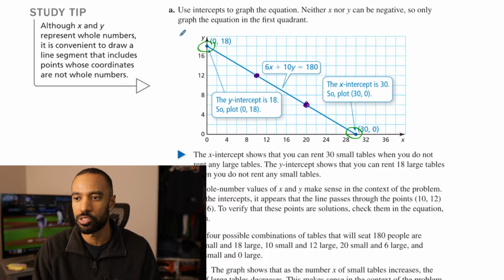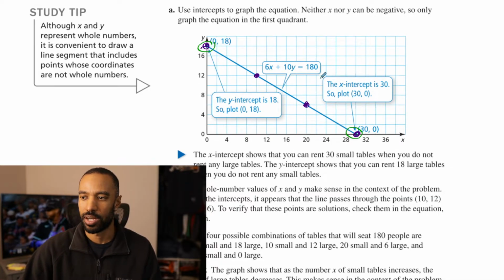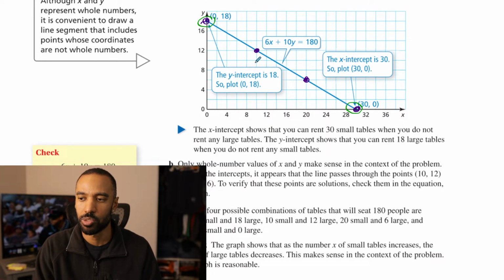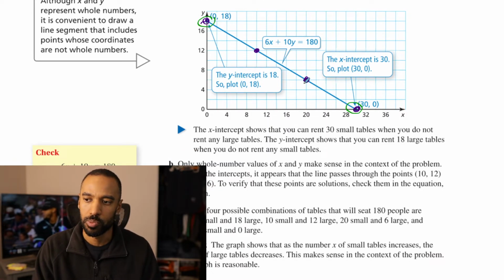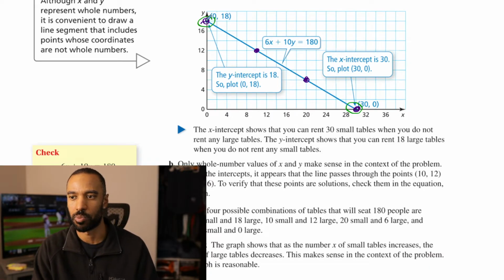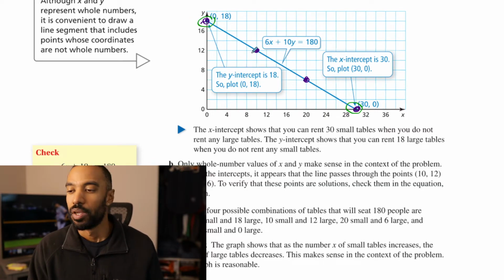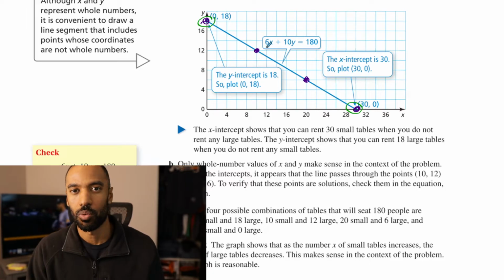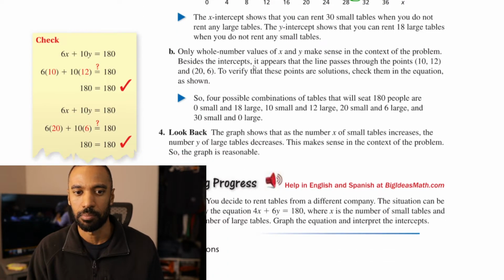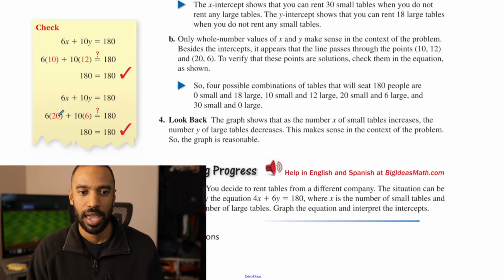Okay, so it looks like they're allowed to use these 2 as solutions, 0, 18, and 30, 0. So that's 4 solutions right there. 10, 12, and 20, 6. So that means we could do 10 small tables, 12 large tables, 20 small tables, 6 large tables, or 30 small tables, 0 large tables, or 0 small tables, 18 large tables. There are probably other combinations. Maybe. I don't know. But based off those combinations, we will fit 180 people. And they did some double checks, plugging in 10 and 12 into here. They get 180, and 20 and 6 to get 180 as well.